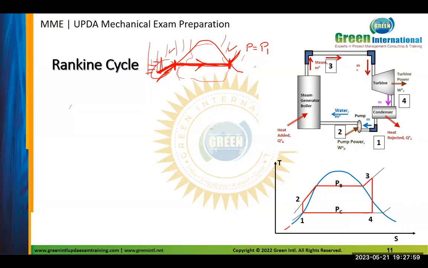Once it's fully steam, any energy or heat added more is going to increase the temperature again in this area without any change of phase. This is called superheated steam. This is what we'll see here. As we discussed, the four elements, we discussed already.